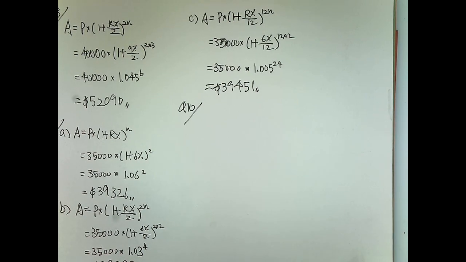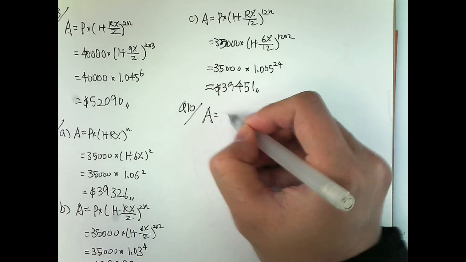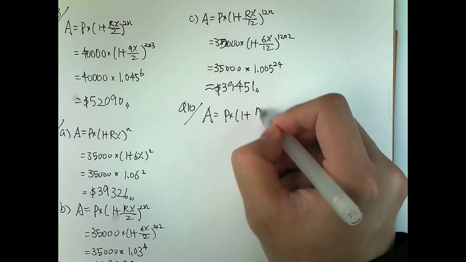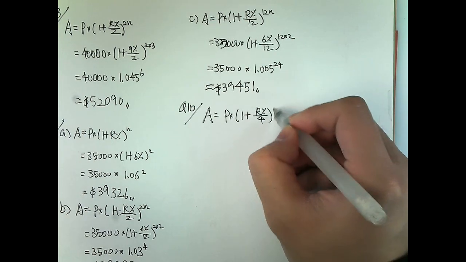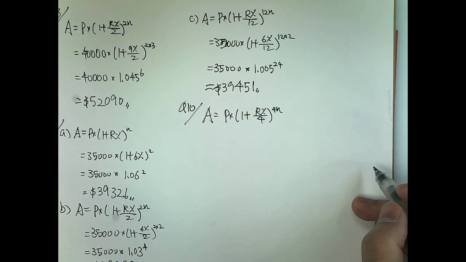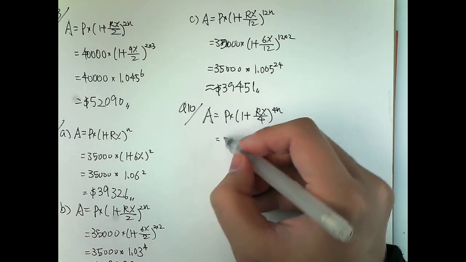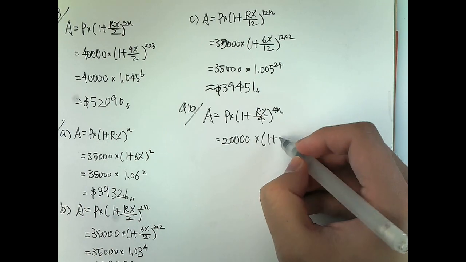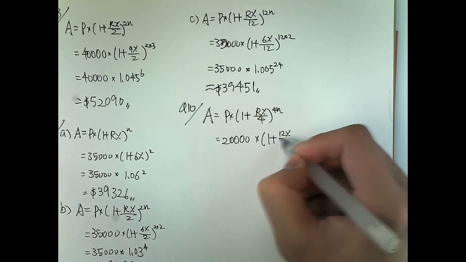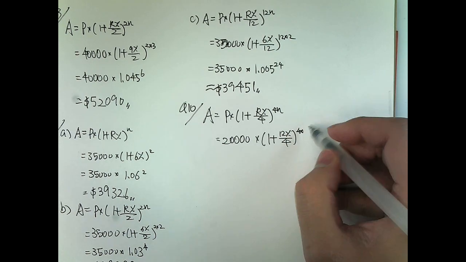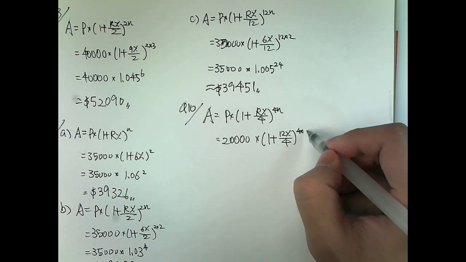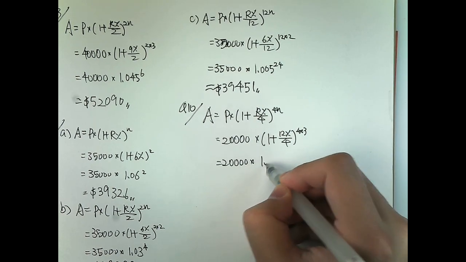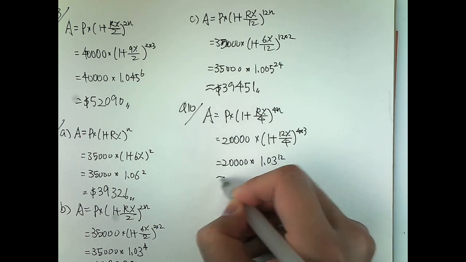Always find A first, understand? So you find A first. The formula, okay, 1 plus. So because it's quarterly, all percent should be divided by 4, okay? 4n here. It's okay? So plug in. So 20,000 times 1 plus 12% divided by 4, to the power 4 times how many years? 3 years, okay? So 20,000 times 1.03 to the power 12, okay?